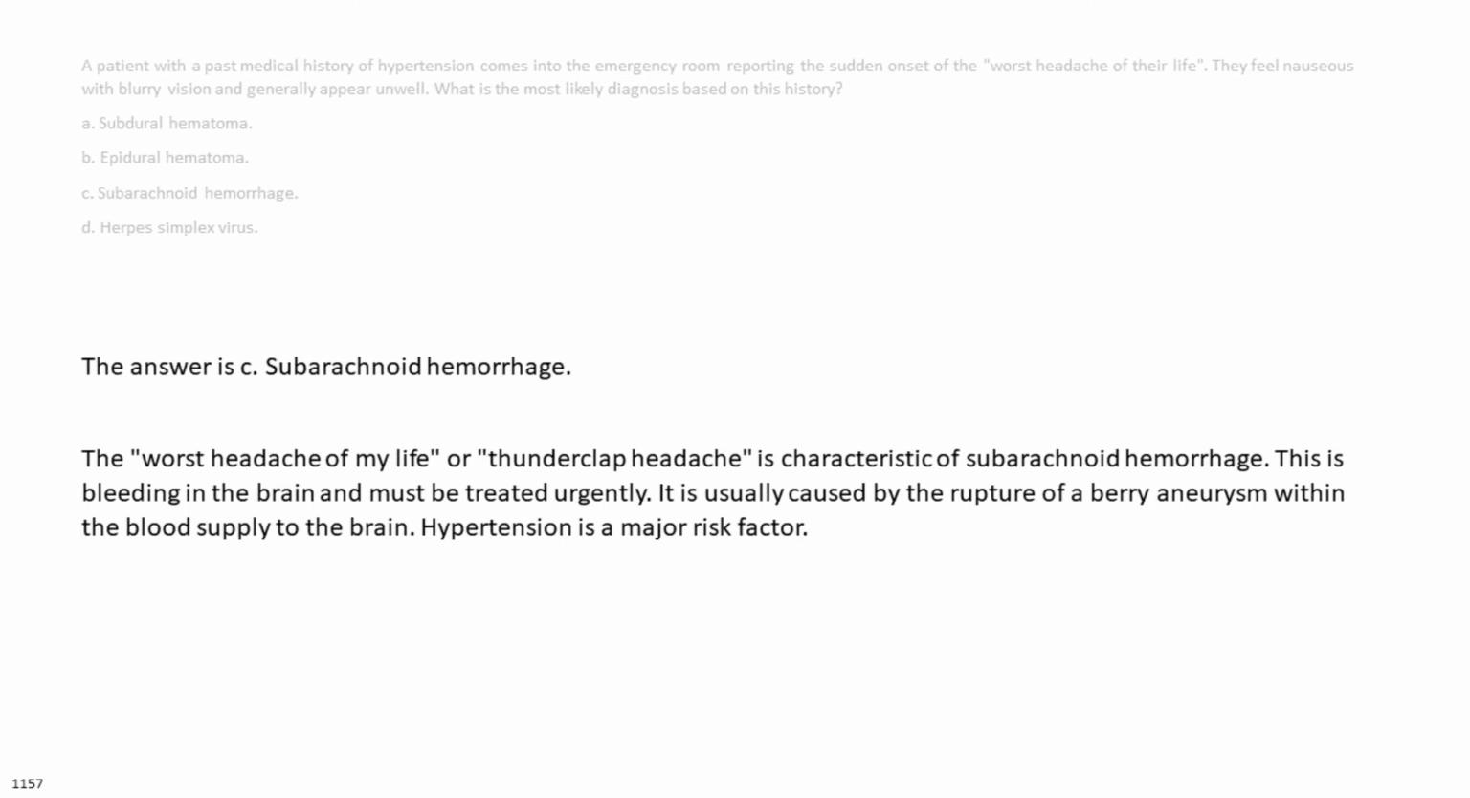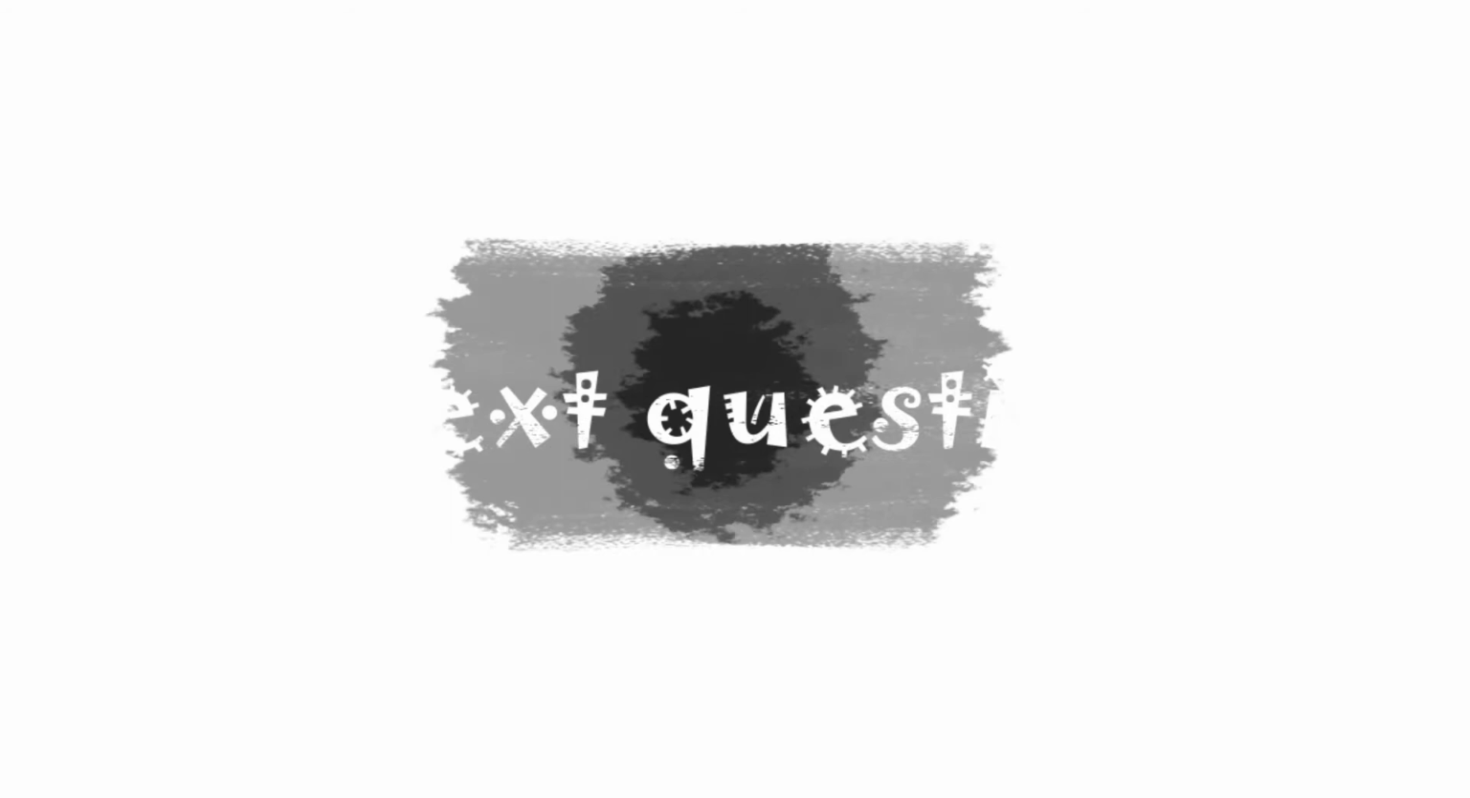The answer is C. Subarachnoid hemorrhage. The worst headache of my life or thunderclap headache is characteristic of subarachnoid hemorrhage. This is bleeding in the brain and must be treated urgently. It is usually caused by the rupture of a barrier within the blood supply to the brain. Hypertension is a major risk factor.